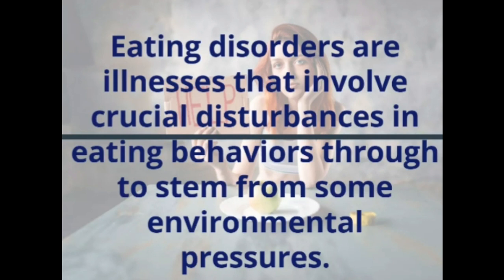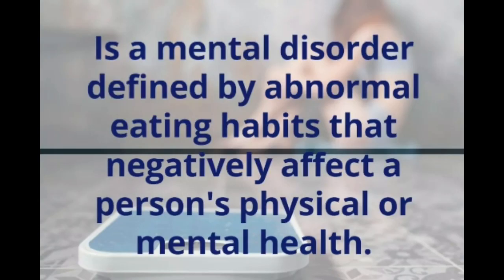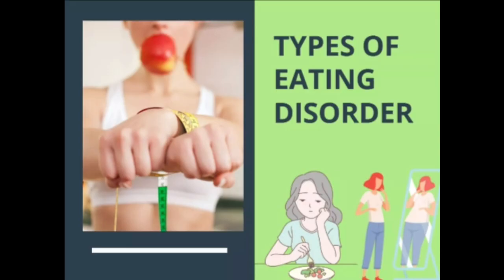Eating disorders are illnesses that involve critical disturbances in eating behaviors thought to stem from some environmental pressures. It is a mental disorder defined by abnormal eating habits that negatively affect a person's physical or mental health. Let us go to the types of eating disorders. So we got four: anorexia nervosa, bulimia nervosa, binge eating, and then emotional eating.